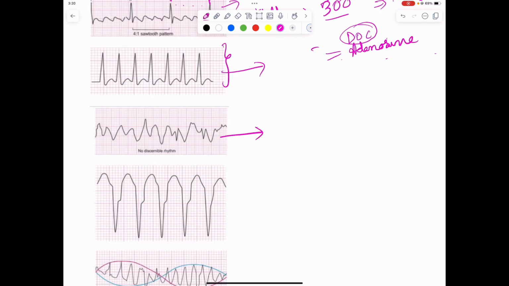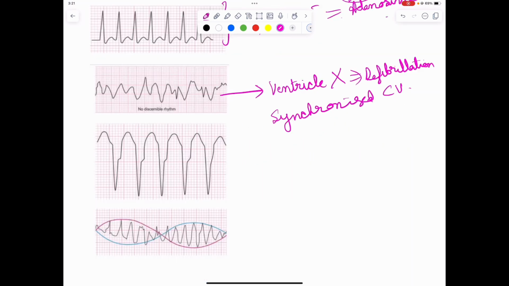Now remember that when we are getting no discernible rhythm, then forget about the atrium. We are thinking that the ventricle is not even contracting properly. When the ventricle is not contracting properly, then it is just dealing with defibrillation, ventricular defibrillation. So if an unstable patient comes, we will give synchronized cardioversion. But if the patient is stable, then we have two options. We can either give amiodarone or lignocaine.